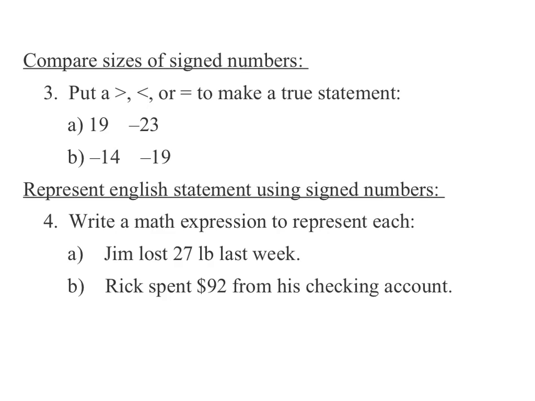Alright, for this next set, put a greater than, less than, or equal sign to make the statement true. When we're comparing numbers, we're just looking at the number line and seeing which one is farthest to the left. So we'd look at 0 in the middle. 19 would be to the right of 0, and -23 would be to the left of 0. Remember, the numbers farther to the right are always the bigger ones, so the sign should open toward the bigger number, which in this case is 19.